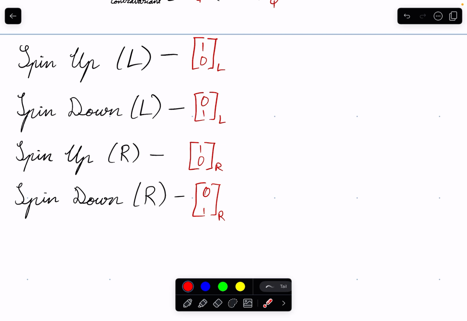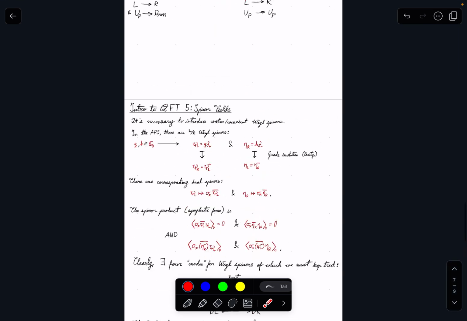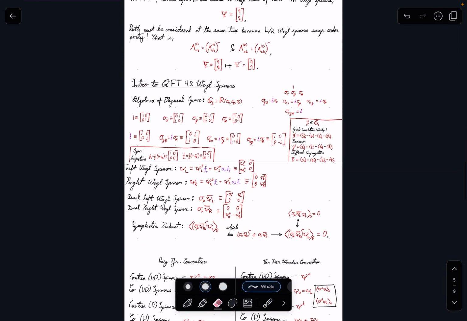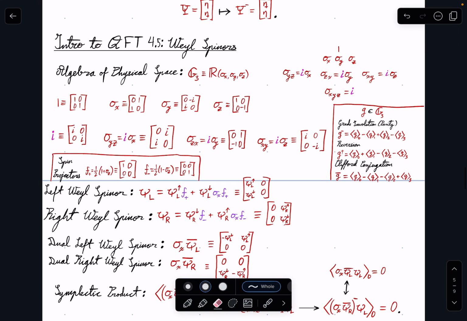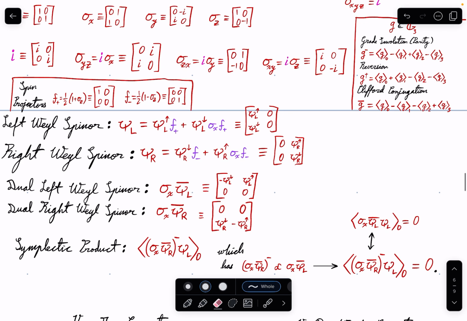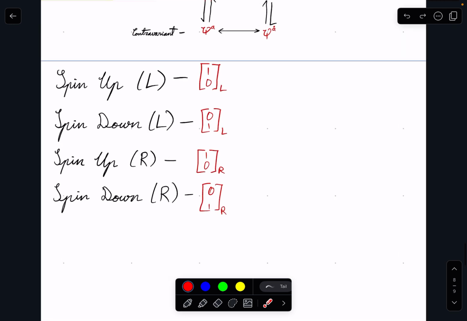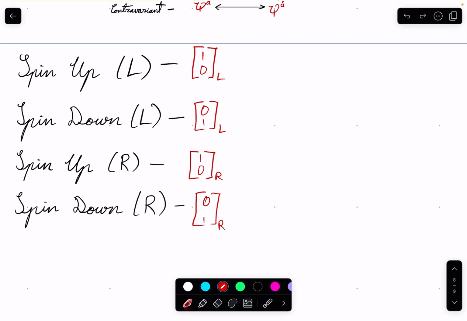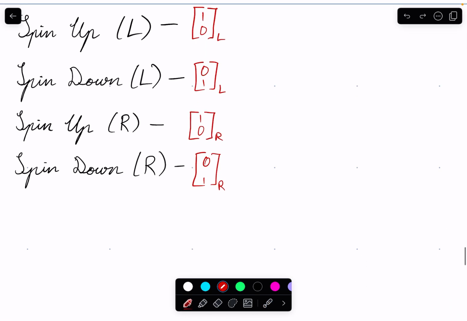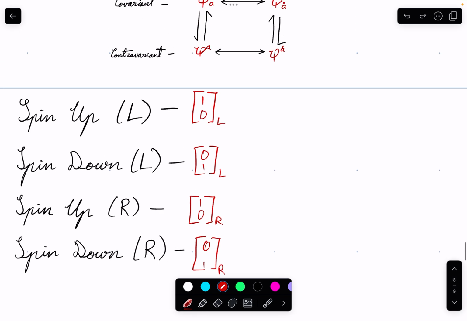But how does this correspond to the matrix representation up here? Because you can have spin up, spin up, spin down, or spin down, spin up, however you're defining it. Well, here's actually how it's defined, and what the correspondence is.